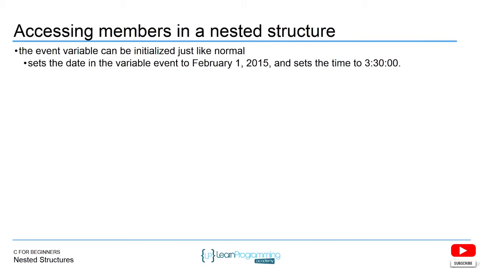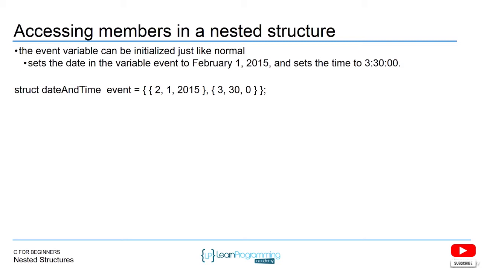If you want to set the date in the variable event to February 4th, 2015 and the time to 3:30, you would say struct date and time event. You would create it just like normal, and then you'd have those curly braces to specify the different struct's initialization members. So in the first curly braces, we're going to initialize the date. We're going to initialize the month to 2, February, the day to 1, and the year to 2015. And then we end the curly braces and we put a comma after those curly braces.